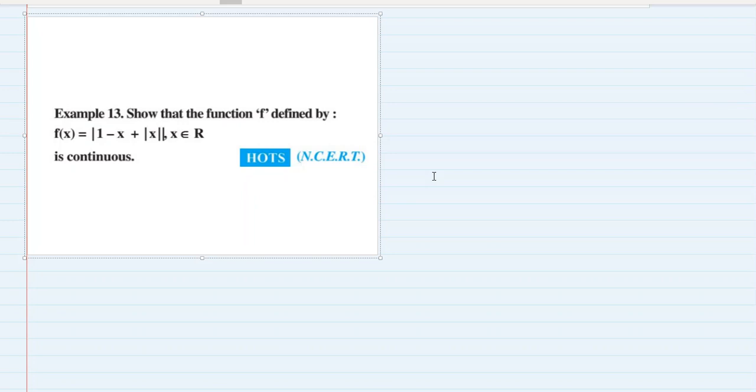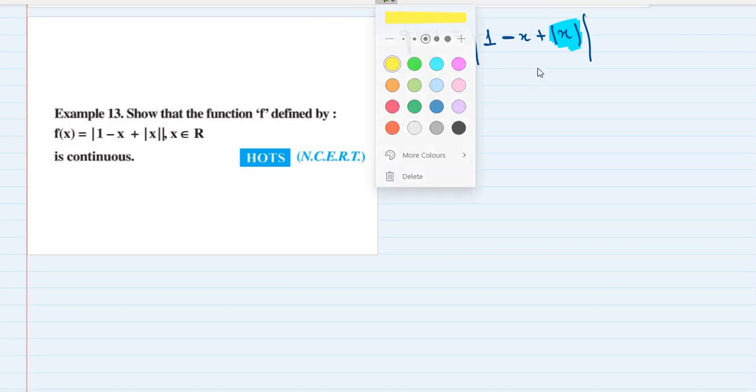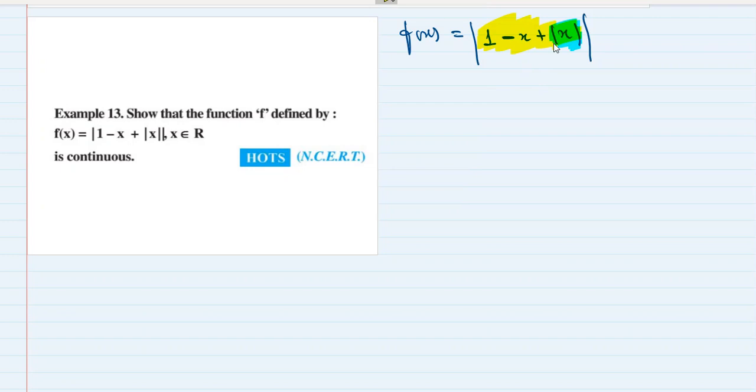Understand a few concepts before going to this question. Now in this function f of x, there are two separate functions which are existing within, that is mod of 1 minus x plus mod of x. So one of the functions which is existing inside it is mod of x, and as a whole, if you see, this thing as a whole is a function.